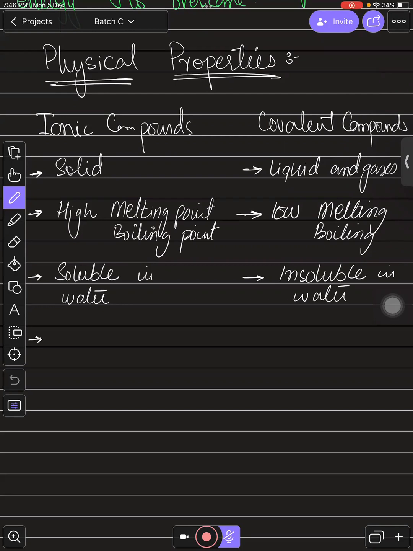Okay sir, right. And sir, please tell us about densities, the difference between ionic and covalent. Yes, I will tell you. First of all, you need to write about conducting electricity. Ionic compounds conduct electricity in molten and aqueous state. They conduct electricity in molten and aqueous state.